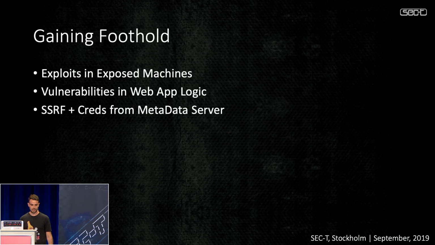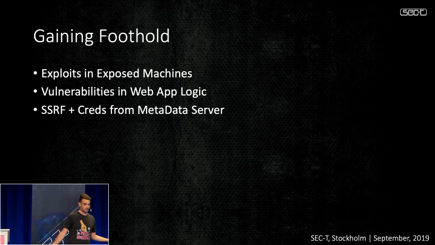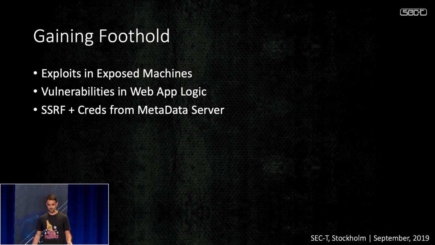So the first thing when you pen test an AWS environment or any environment, you want to get a foothold. There are a couple of ways. You can always look for exposed machines with old versions, old servers with CVEs that you can find and scan. You can find them manually or using some tool, like web app logic vulnerabilities.